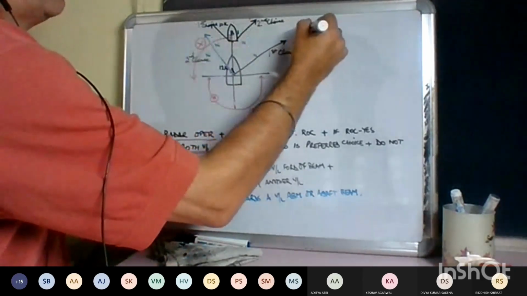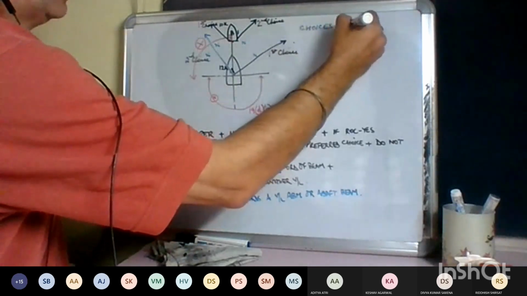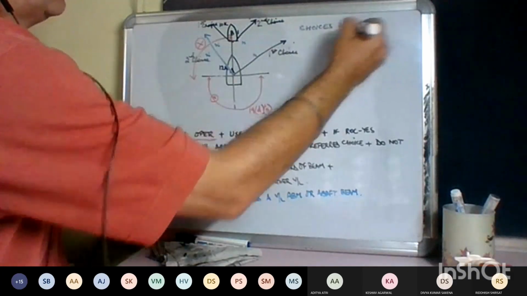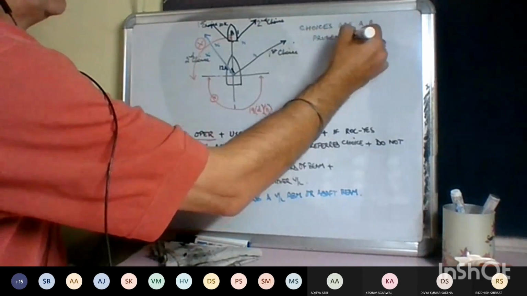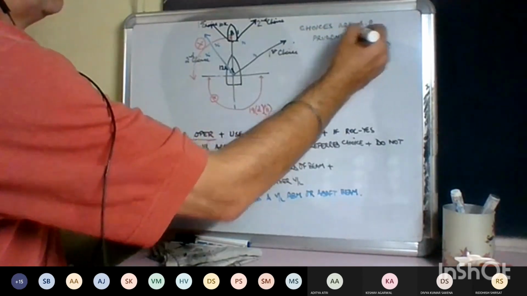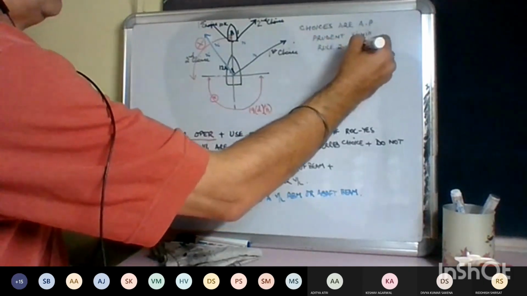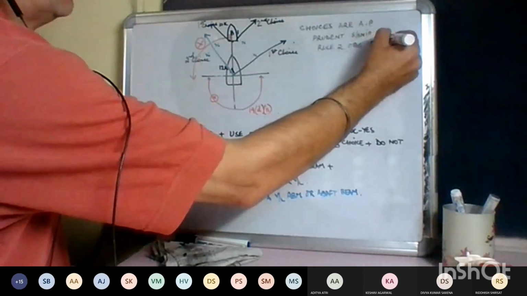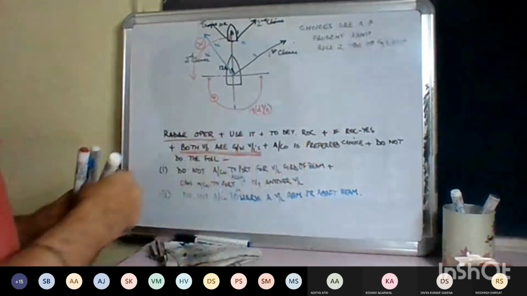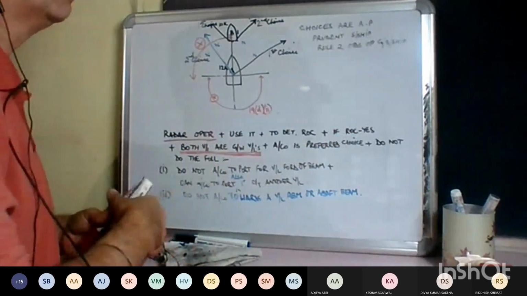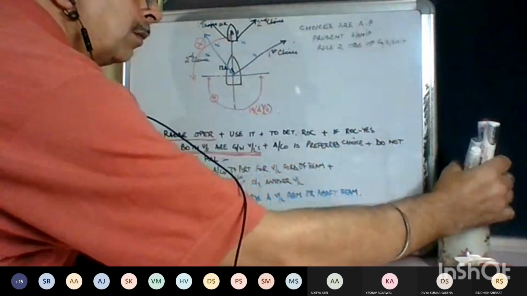So these choices are as per prudent seamanship. Rule 2. Observance of good seamanship.